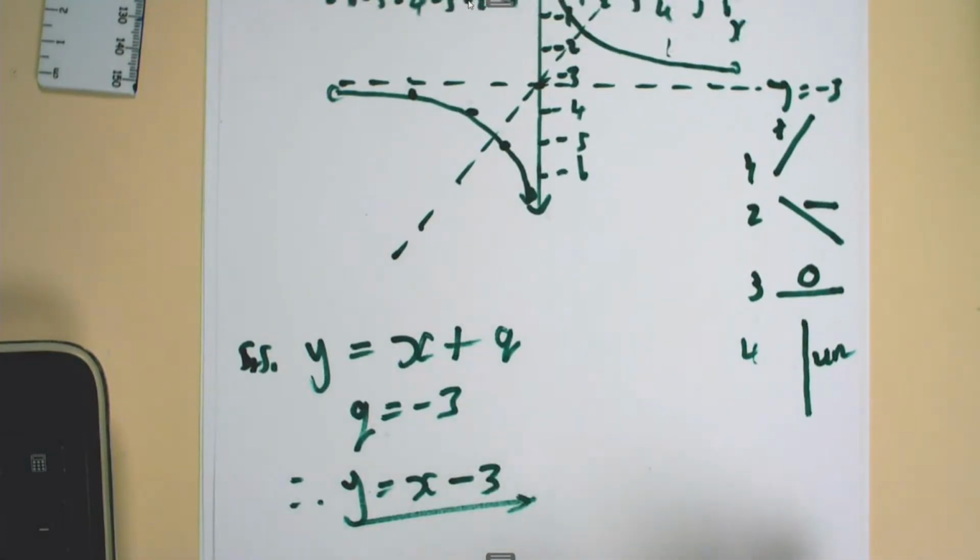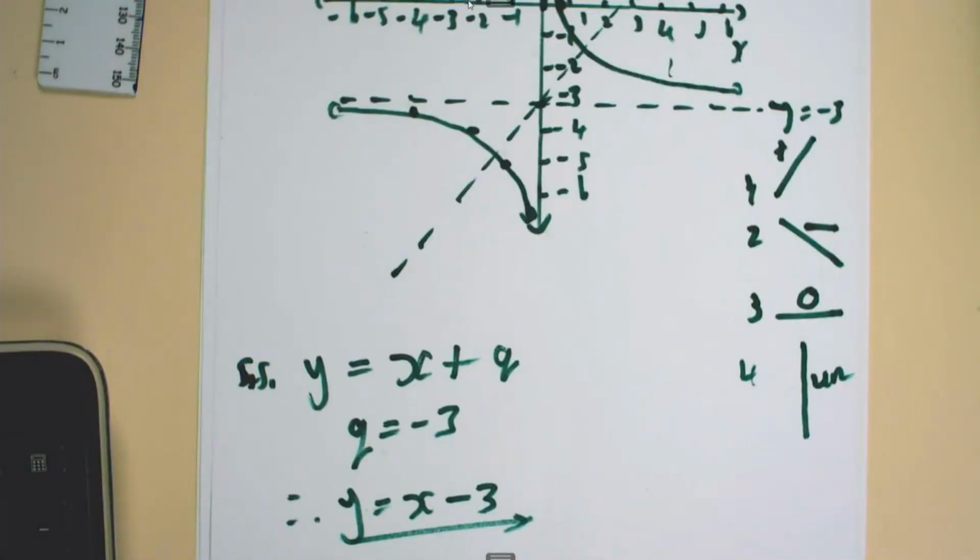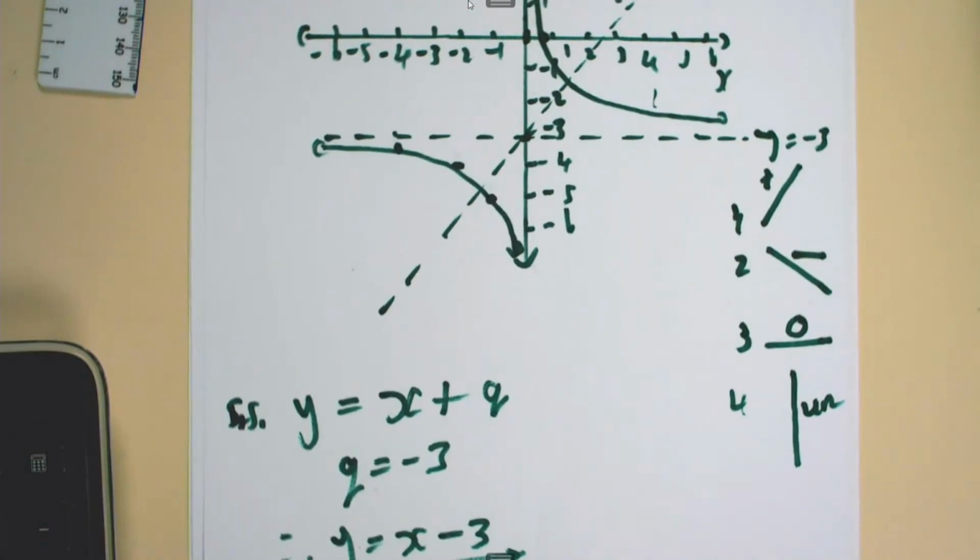If I know what is the value of q, then I've got the equation of the axis of symmetry. Very, very important. Let's keep that in mind. If it was 0, then it would have just been y is equals to x. Now it is minus 3, y is equals to x minus 3.